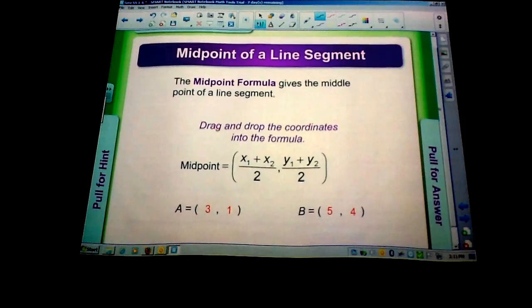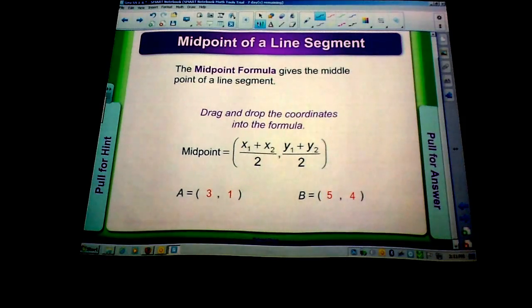Well, the first formula already is coming up. It says the midpoint of a line segment. The midpoint formula gives us the middle point of the line segment. And the formula basically tells us to take the average of the x's, and that will be our x-coordinate, and then take the average of the y's, and that will be our y-coordinate.